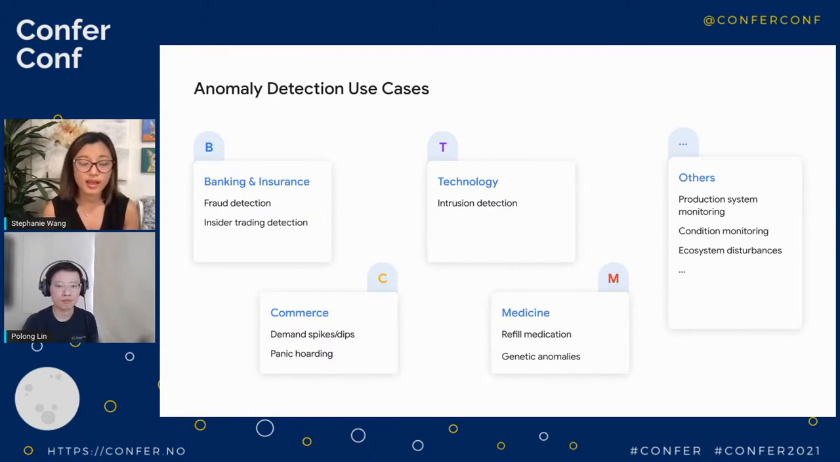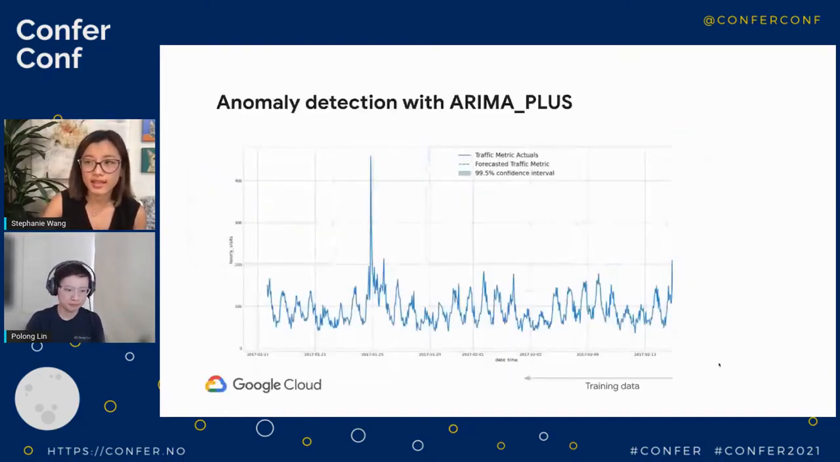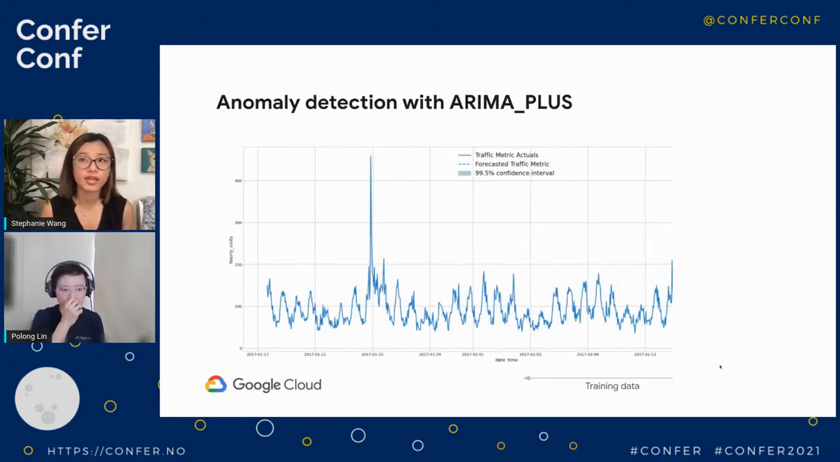So this is why it's really critical for us to be able to respond very quickly to anomalies. And if your data is already in BigQuery, that's going to be very easy to do. So I think Polong next will show us exactly how we can accomplish anomaly detection very easily with Arima Plus.